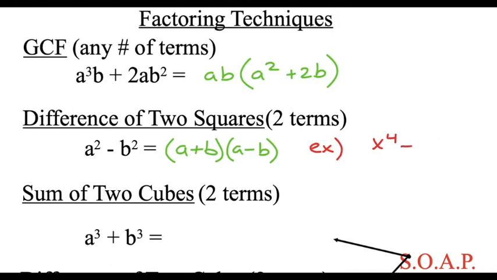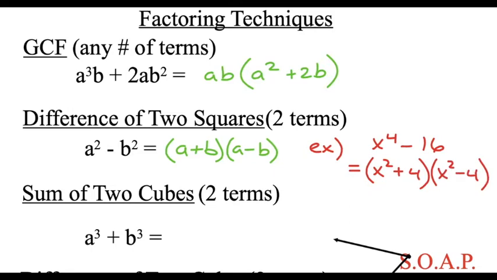Let's do x to the 4th minus 16. Some of you will look at that and you won't think of that as a difference of 2 perfect squares because of the power of 4 there. But what is the square root of x to the 4th? X squared. So I'm going to treat this like x squared plus 4, x squared minus 4.